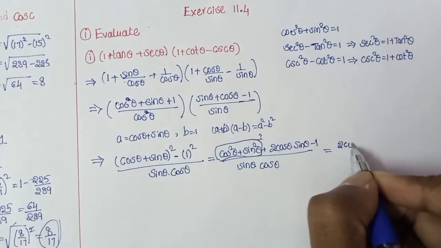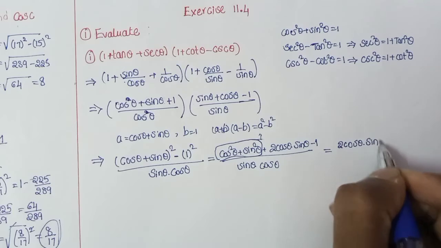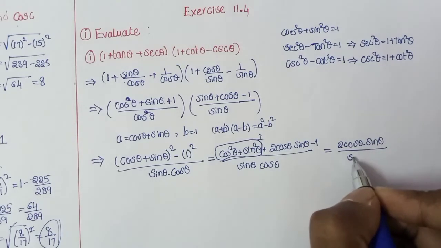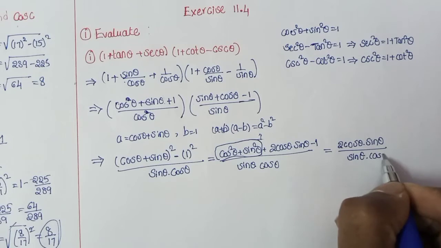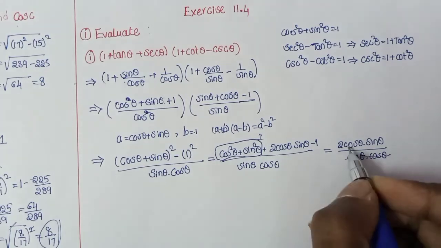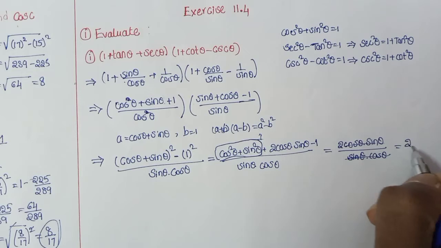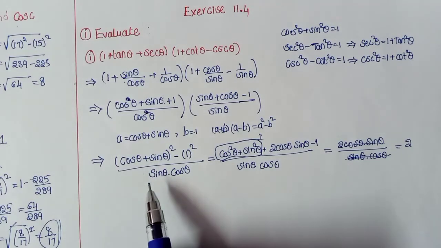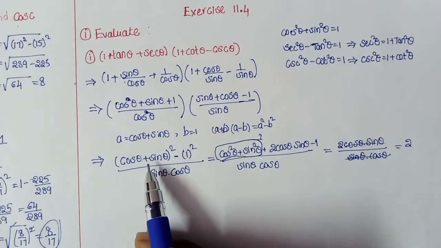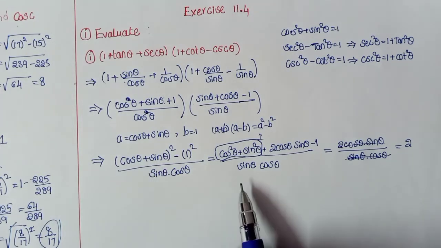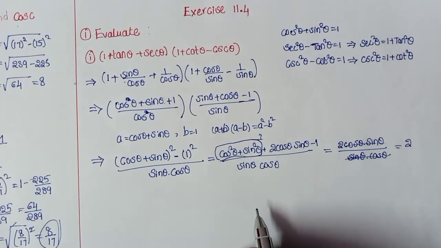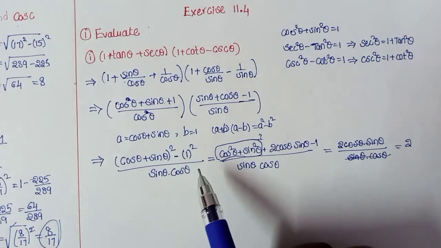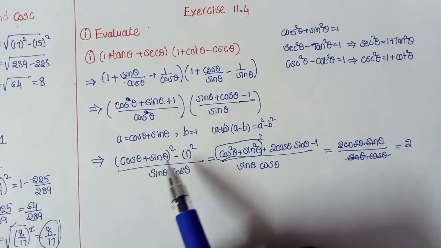So 2 cos theta sin theta divided by sin theta cos theta. Here sin theta cos theta and sin theta cos theta cancel. You will end up with 2 by 1, that is 2. This is the answer. You can remember, for your competitive examinations, if you want to do the problems very quickly and easily, then you can see here cos theta plus sin theta whole square.